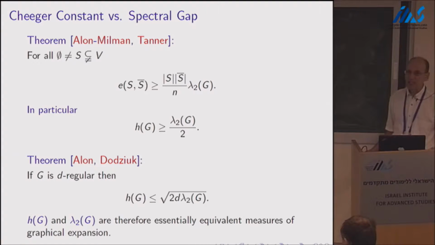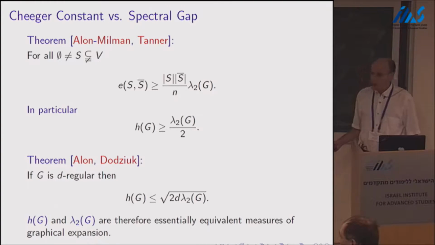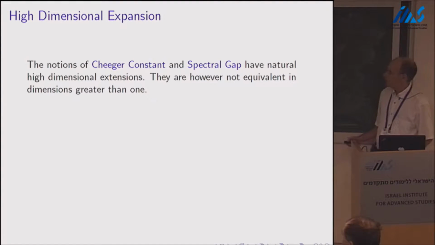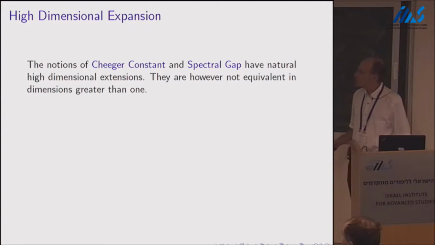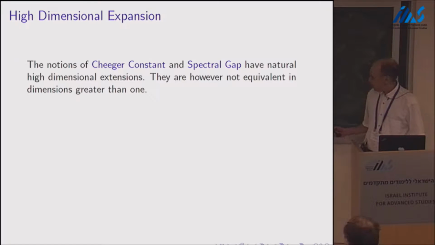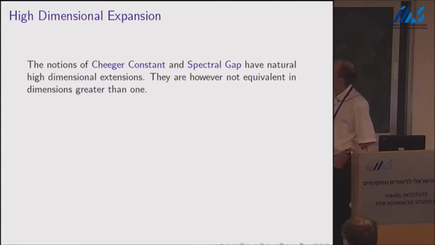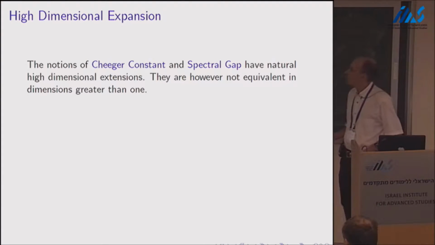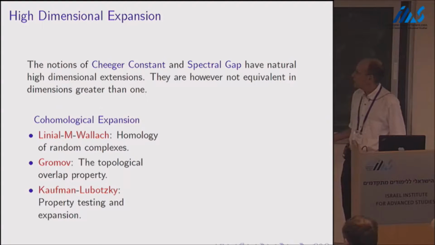Okay, and now the question is how to extend these notions to high dimensions. So both these notions have natural extensions to high dimensions. The first is called the coboundary expansion of the complex, which I'll define in a minute. And the second one, which is also important and much older, is called the spectral gap of the complex. It will be of marginal interest to us in this talk, but it's very important in many applications.